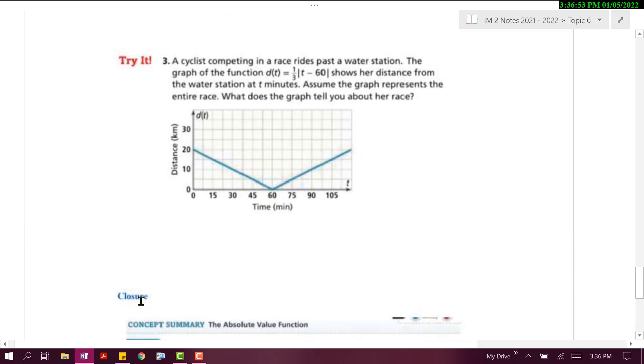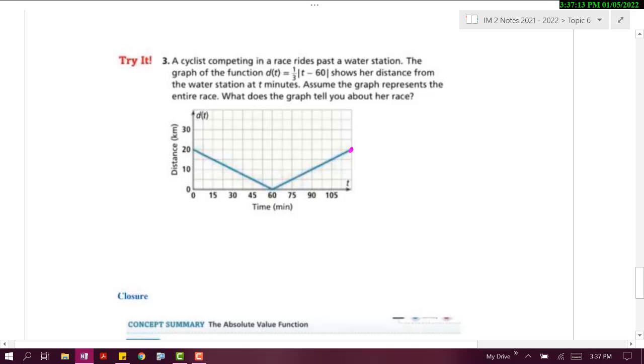Let's try another one. A cyclist competing in a race rides past a water station. The graph of the function d of t equals 1/3 times the absolute value of t minus 60 shows their distance from the water station at t minutes. Assume the graph represents the entire race. What does the graph tell you about her race?